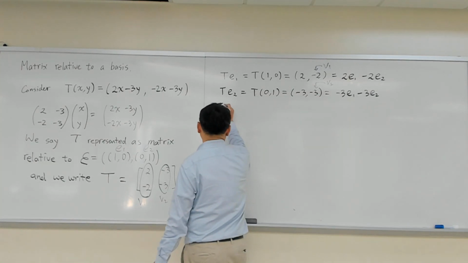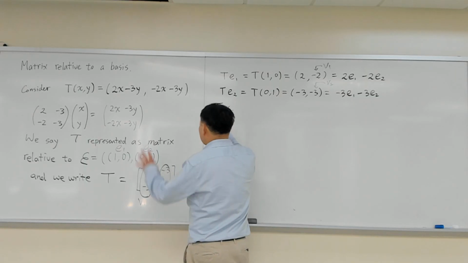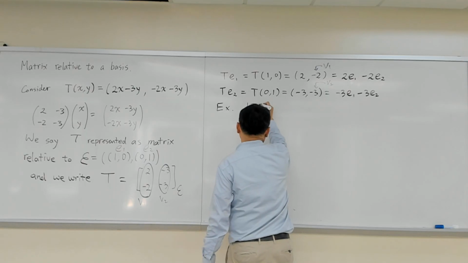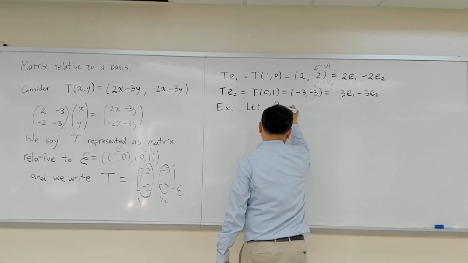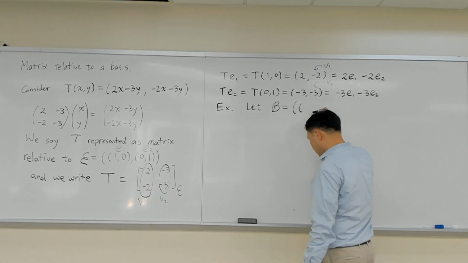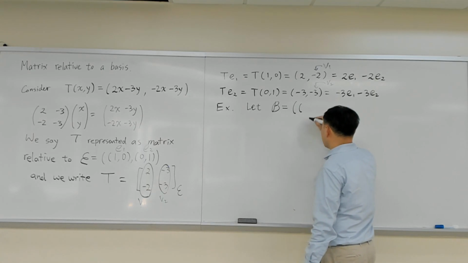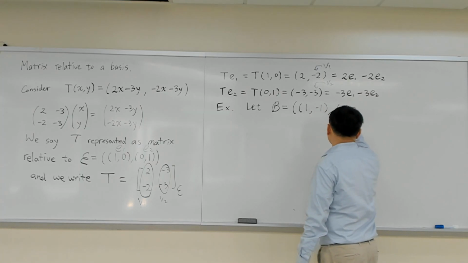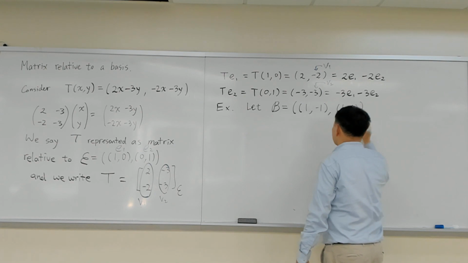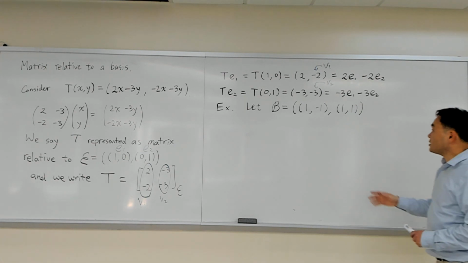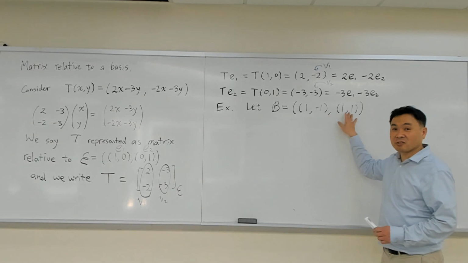So, question. With the same T, let B be, let's use 1, negative 1, and 1, 1. Okay, it's not so hard to check that these are linearly independent.